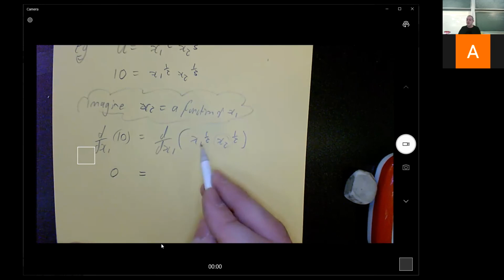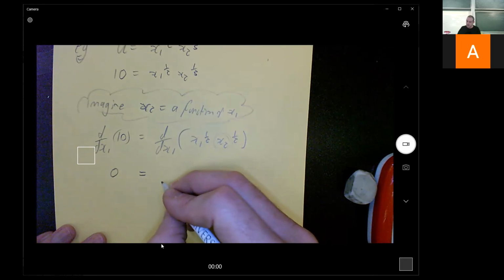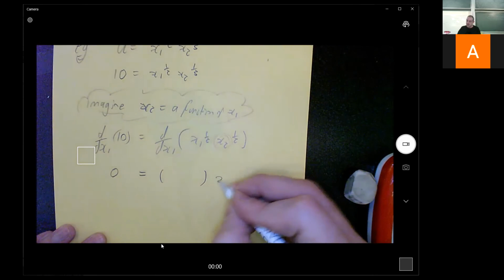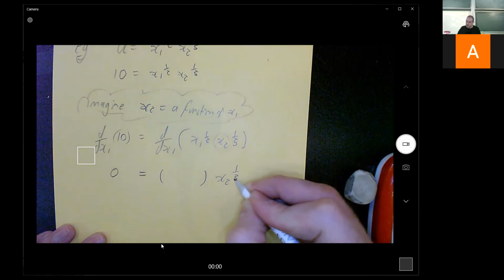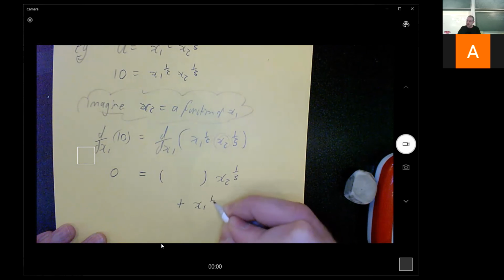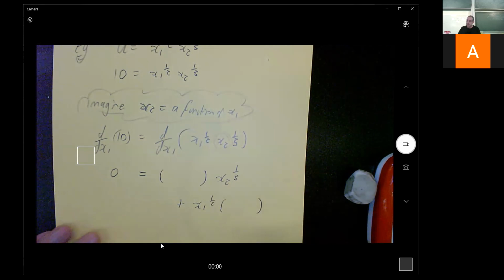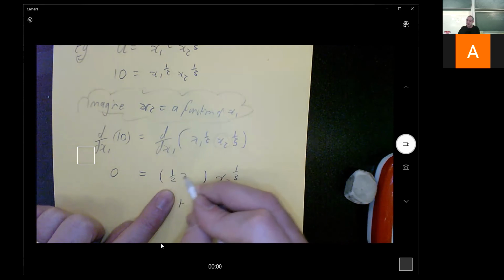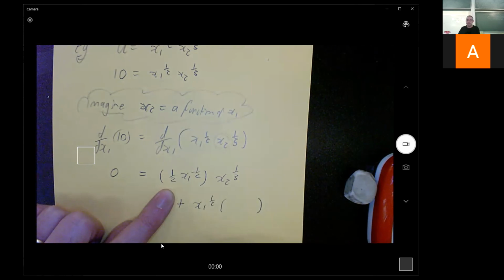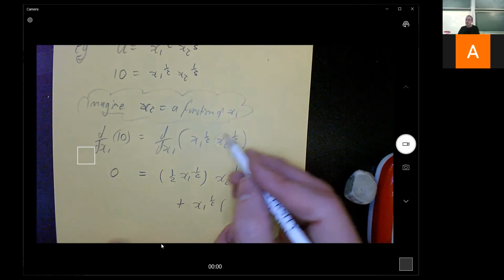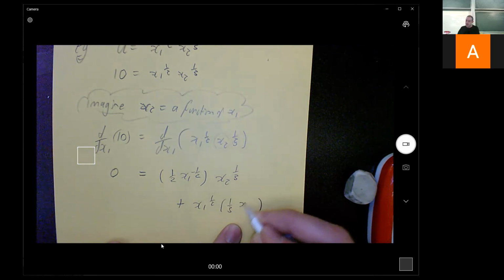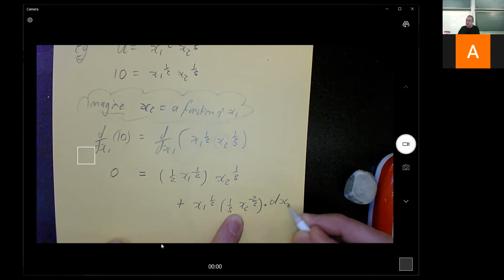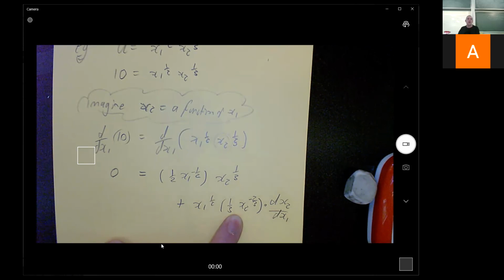And these are two things multiplied together, so I'm going to have to use the product rule. I've got the derivative of that bit, and I'll keep this bit, plus keep this bit, and do the derivative of this bit. The derivative of that bit is a half x1 to the minus a half. And the derivative of that bit would be a third x2 to the minus 2/3. But x2 secretly is a function of x1. So because of the chain rule, I'm going to have to multiply by the derivative of x2 with respect to x1.